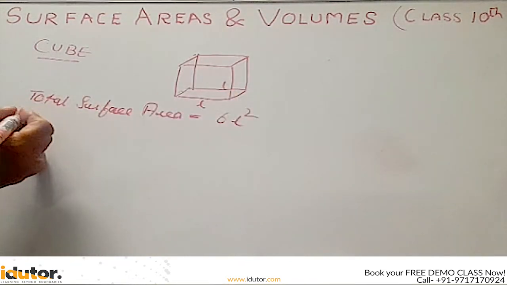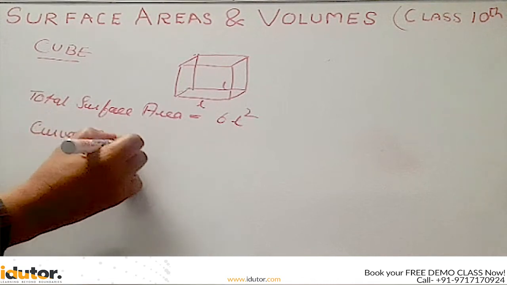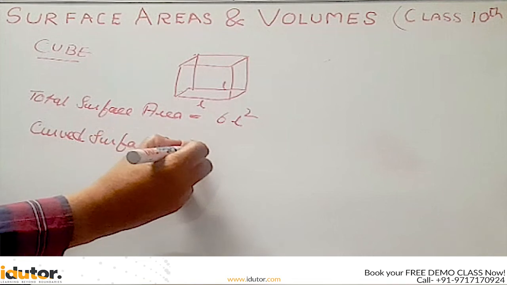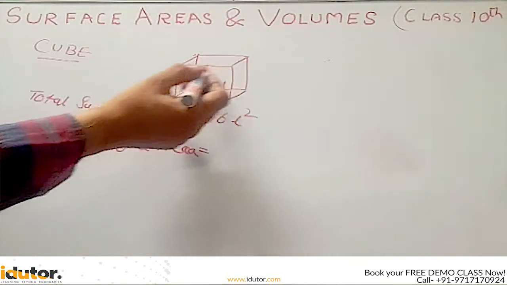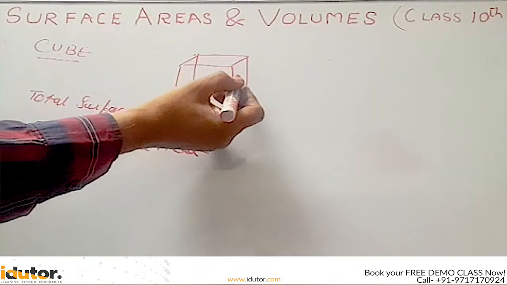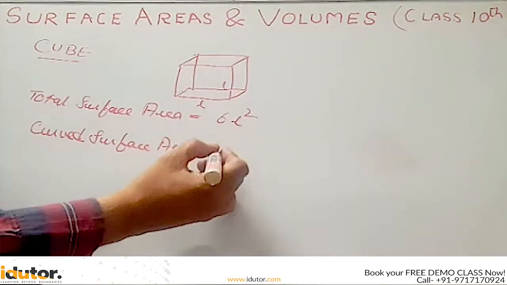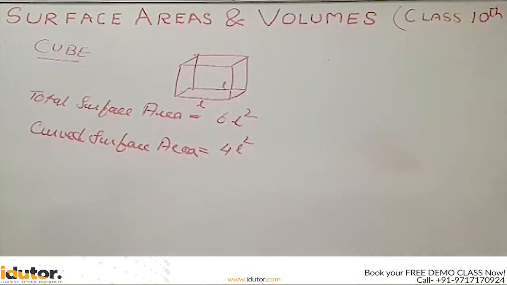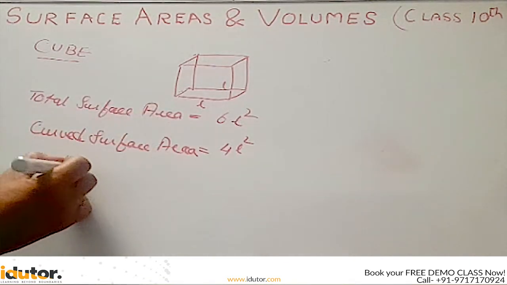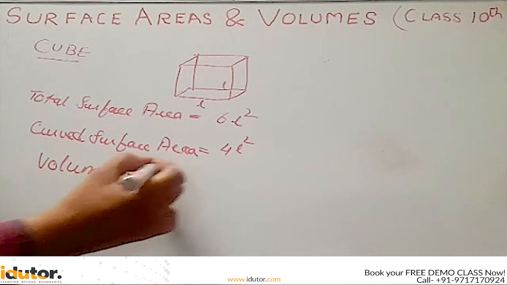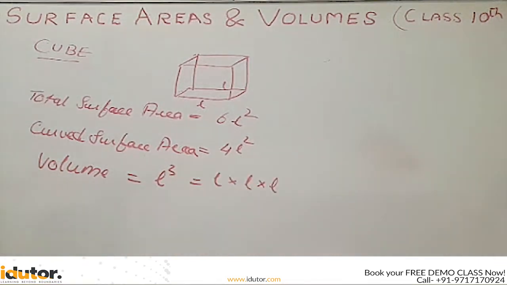Now here we also have the curved surface area. What is the curved surface area? Curved surface area means the 4 sides, that is front, side, back, and side. So the curved surface area of the cube is 4l square. Then we have the total surface area and the curved surface area. After this we have the volume. Volume is equal to l cube, which is l multiplied by l multiplied by l, 3 times.